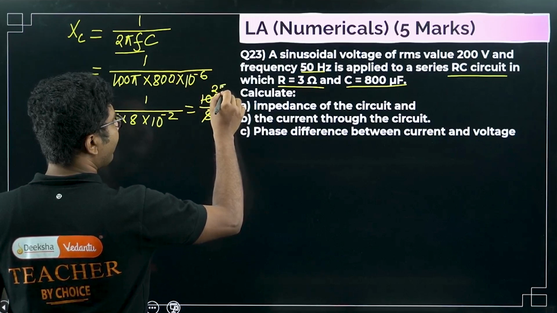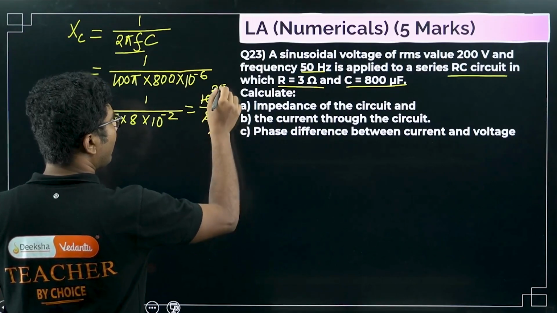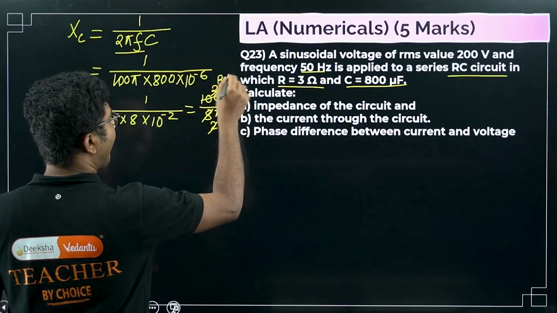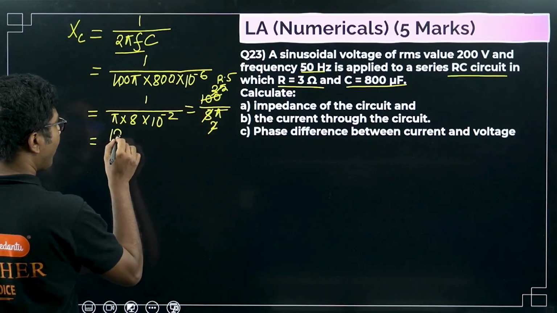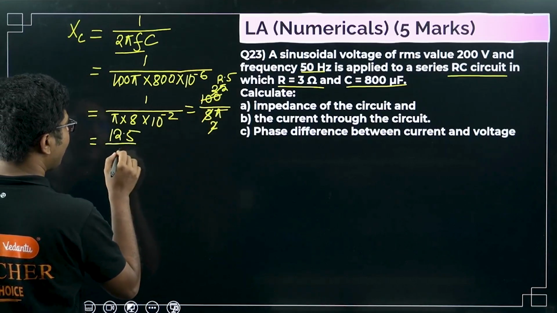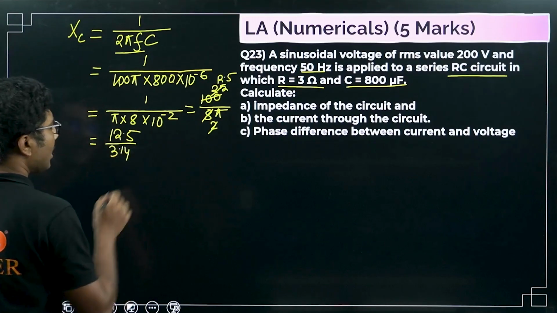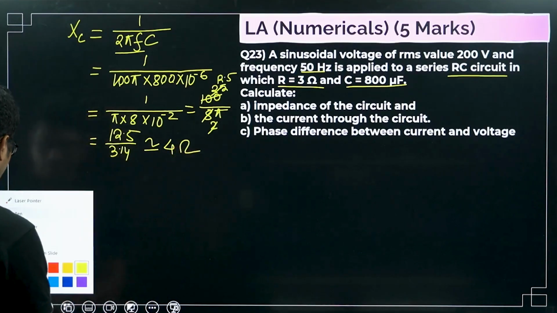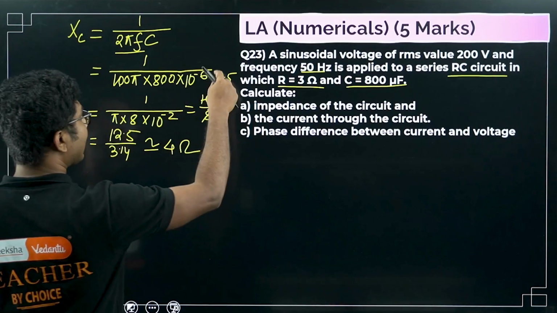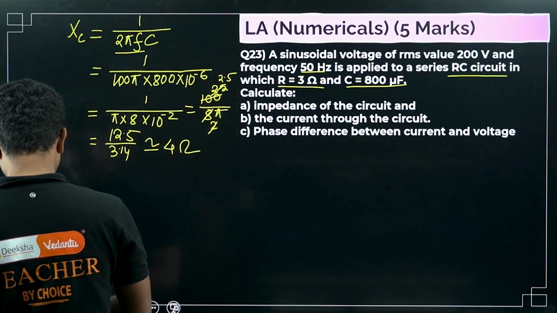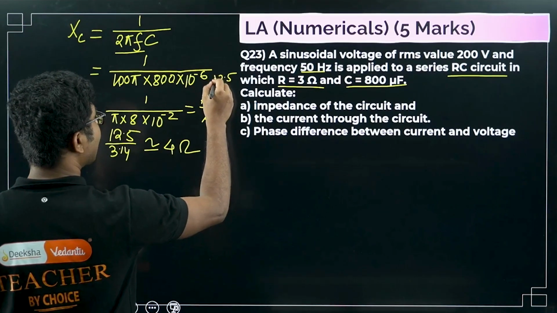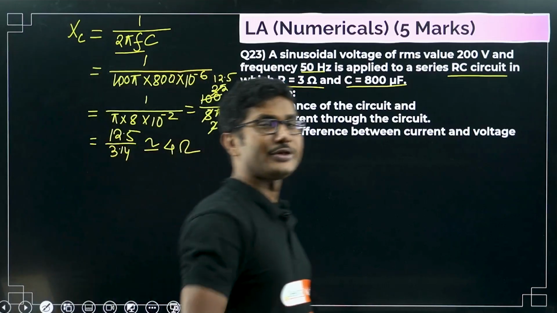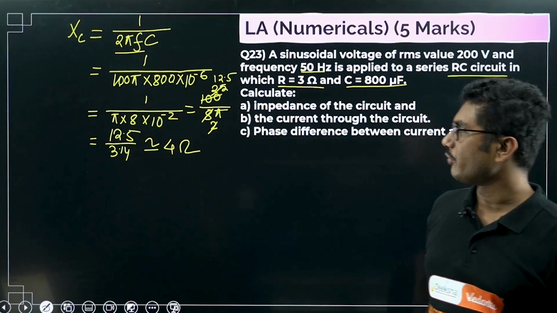So it will be 12.5 divided by 3.14. Okay, so the approximate value will be 4 ohm. You can calculate that and you will get this answer. If you don't get the answer, mention that in the comment below: Sir, I have used my calculator, but the value is very far off from 4 ohm.